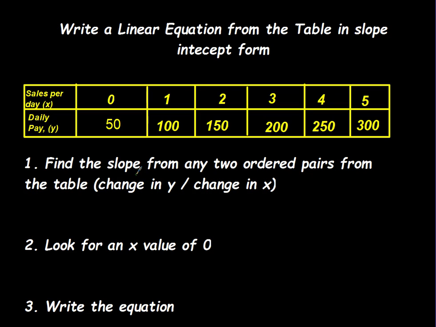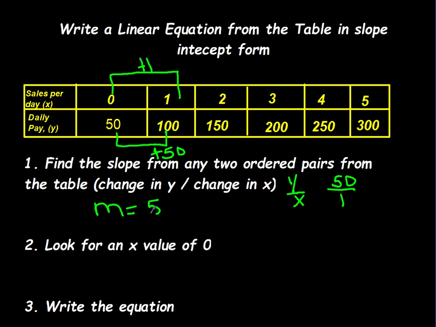And I've got to remember, it's y over x, or the change in the y over the change in the x. So I'm going to look at my rate of change, and I see from 50 to 100, because I'm just going to choose the first two, I have a rate of change of plus 50. And then I look at my x, 0 to 1, well, that would be plus 1. So I have 50 over 1, so my slope is going to be equal to 50.